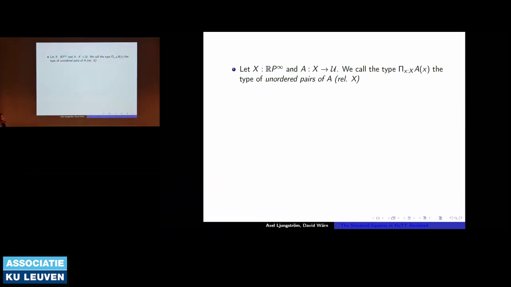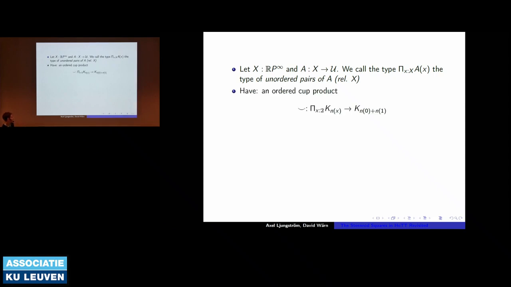So I use the word unordered. What I mean is, given a two-element type x and a family A over x, if you look at a pi type over this family, then we can think of this type as describing the unordered pairs of A relative to x. So in the special case when x is just the Booleans, this is just the usual product of A0 with A1.